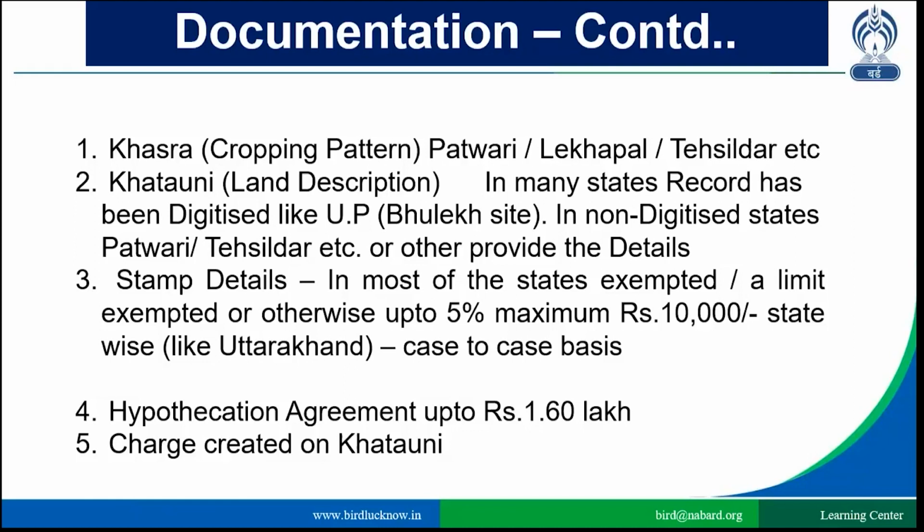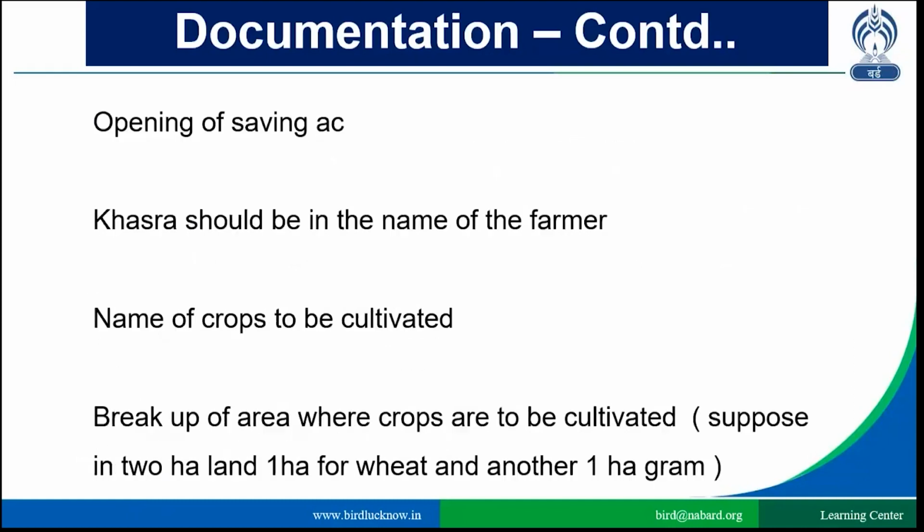Now, a hypothecation agreement is required up to rupees 1.6 lakh, because as per RBI guidelines there is no security and hypothecation requirement for this loan. So only the crop raised on the land is the prime security, and nothing extra is taken. Charge will be created on Khatoni. Then saving account opening is also required. If the person already has an account in that bank, no problem. Otherwise, a saving account will be opened along with this KCC.